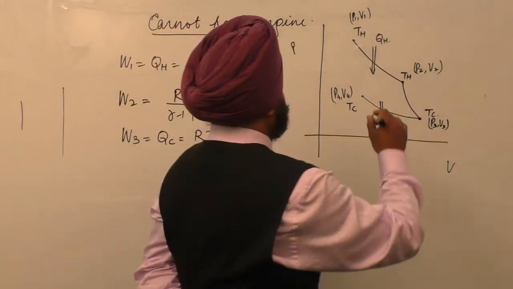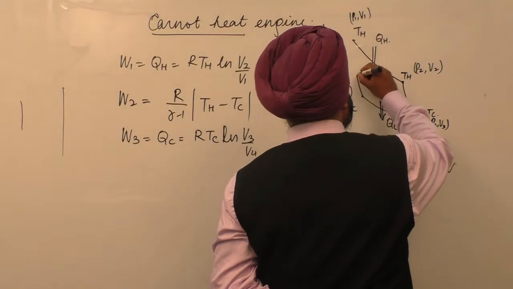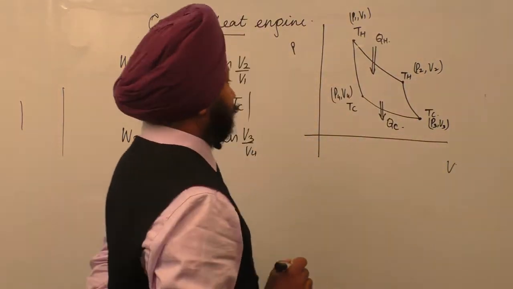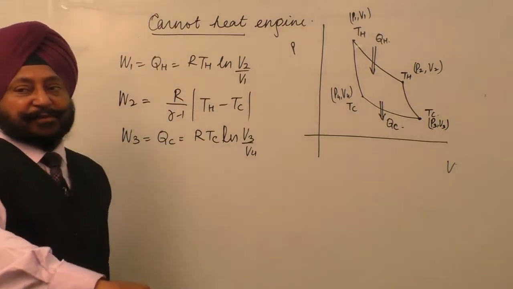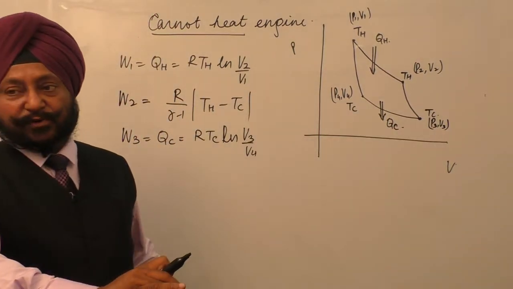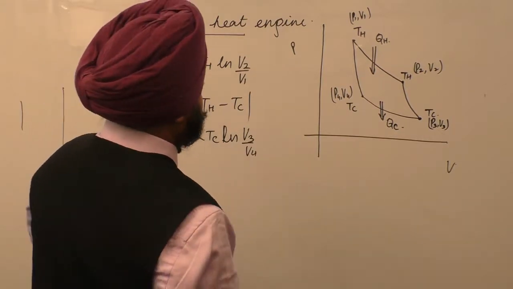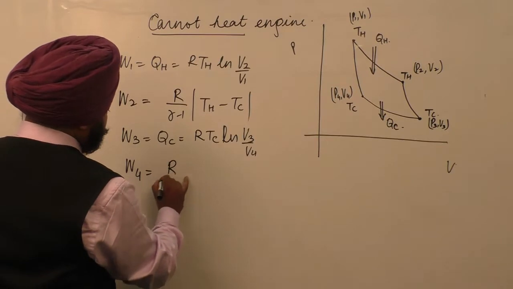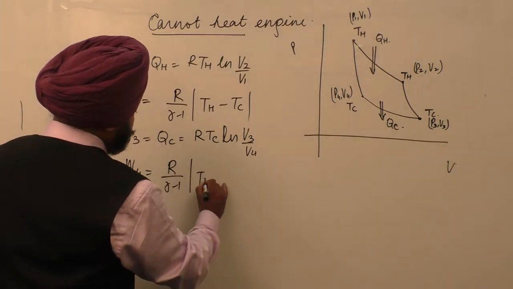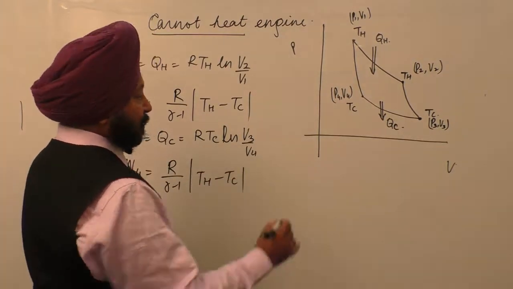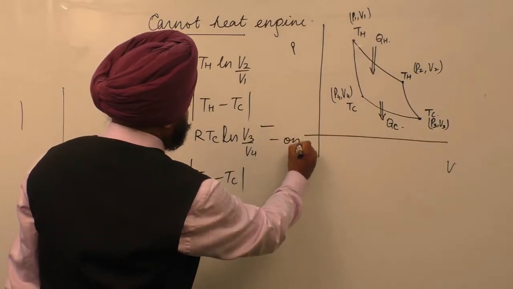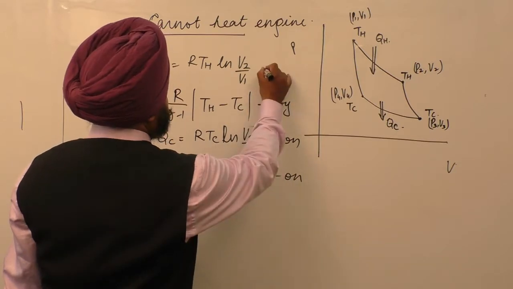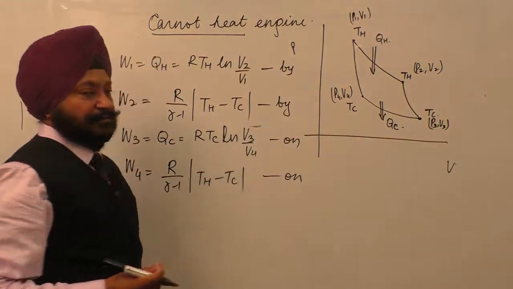Now the piston cylinder arrangement is taken and compressed. The piston is compressed and the temperature changes from TC and becomes equal to TH, and from P4, V4, the volume comes back and pressure comes back to P1, V1. The work done in the fourth case is equal to R over gamma minus 1 into TH minus TC. Now this is work done on the system, this is work done on the system, this is work done by the system, and this is also the work done by the system.